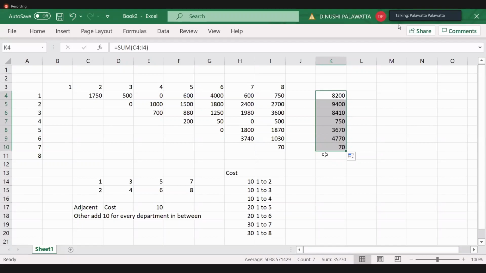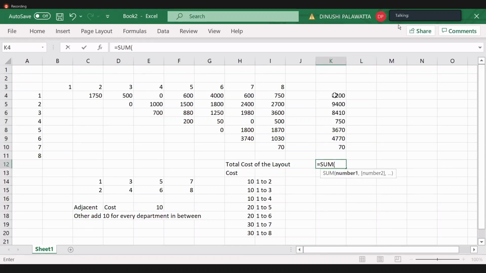And the total cost equals 35,270. So this is how we calculate the cost of the layout, right?